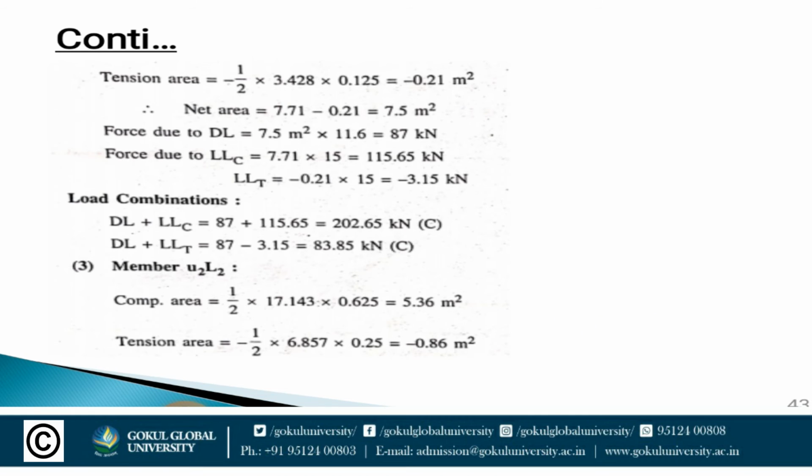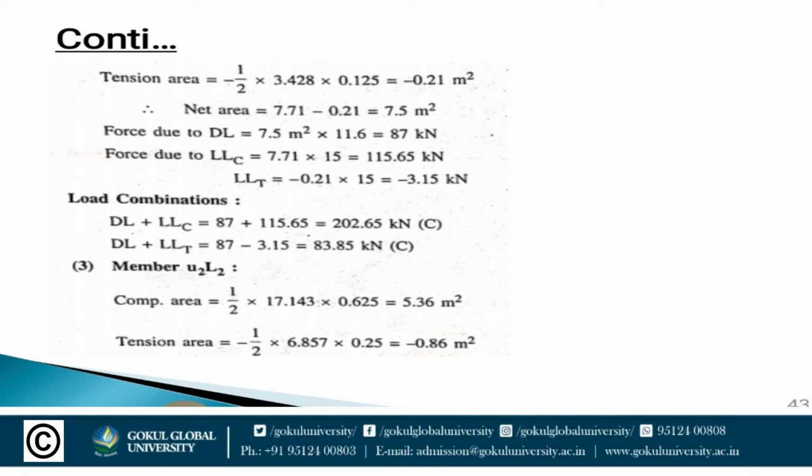See this calculation, it is the tension area. So we got the net area. So force due to dead load. So we have the dead load and we have the live load. So we make the live load compressive and live load in tension area. So we got the first member. What is the load combination? Dead load plus live load in compression, as well as dead load plus live load in tension. So we get two load combinations.